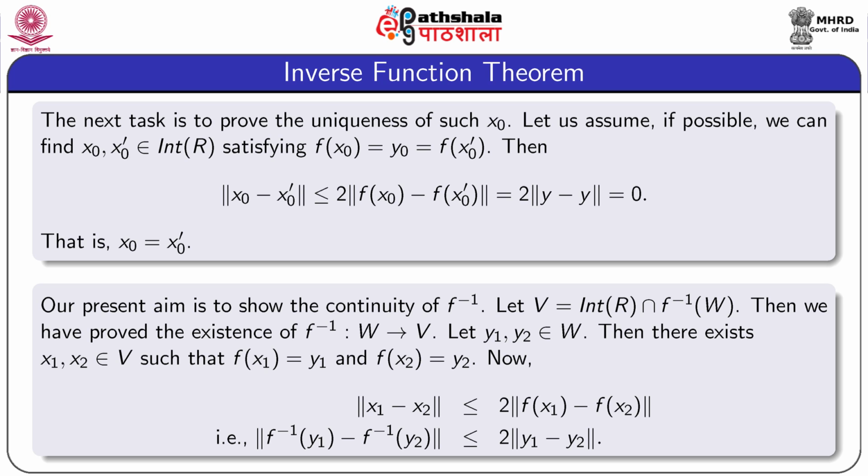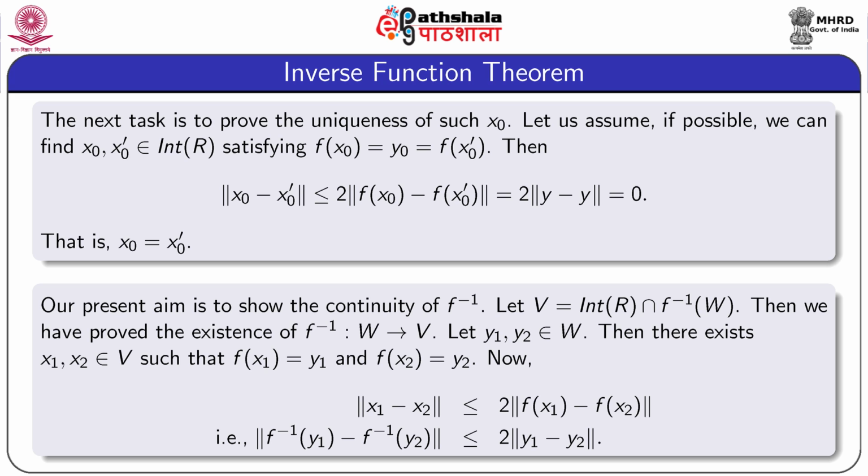Let us assume, if possible, we can find x0 and x0 dash both from the interior of R satisfying f(x0) equal to y0 equal to f(x0 dash). Then we find norm of x0 minus x0 dash is less than or equal to twice the norm of f(x0) minus f(x0 dash). This equals twice the norm of y0 minus y0, that is 0. So, this gives x0 equal to x0 dash. This proves the uniqueness.